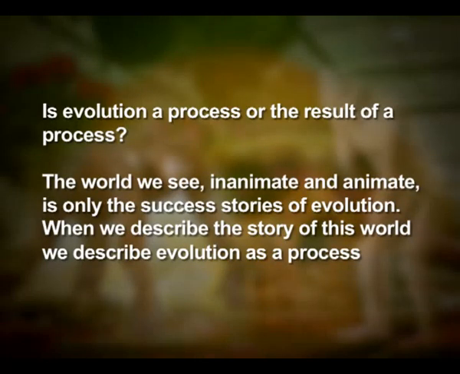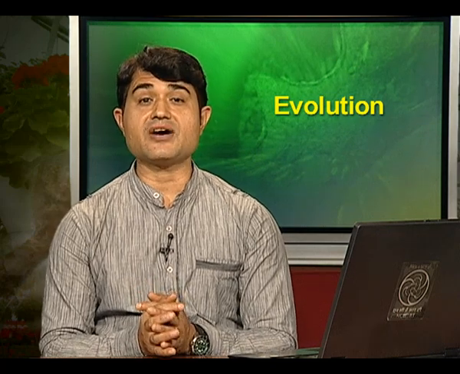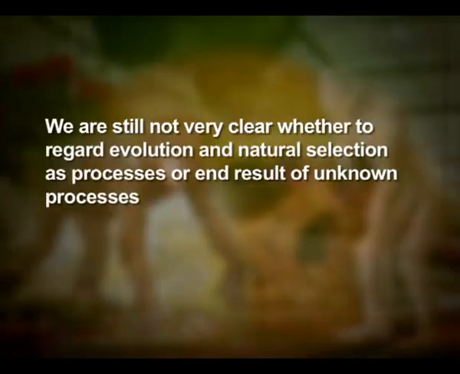Is evolution a process or the result of a process? The world we see, inanimate and animate, is only the success stories of evolution. When we describe the story of this world, we describe evolution as a process. On the other hand, when we describe the story of life on Earth, we treat evolution as a consequence of a process called natural selection. We are still not very clear whether to regard evolution and natural selection as a process or the end result of unknown processes. It is possible that the work of Thomas Malthus on population influenced Darwin.